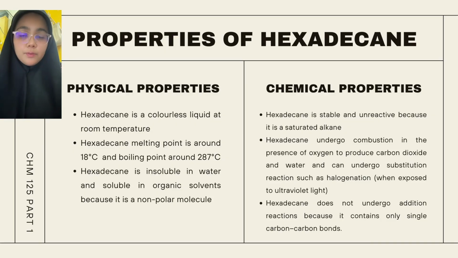Second is chemical properties. Hexadecane is stable and unreactive because it is a saturated alkane. Hexadecane undergoes combustion in the presence of oxygen to produce carbon dioxide and water, and can undergo substitution reactions such as halogenation. Hexadecane does not undergo addition reactions because it contains only single carbon-carbon bonds.